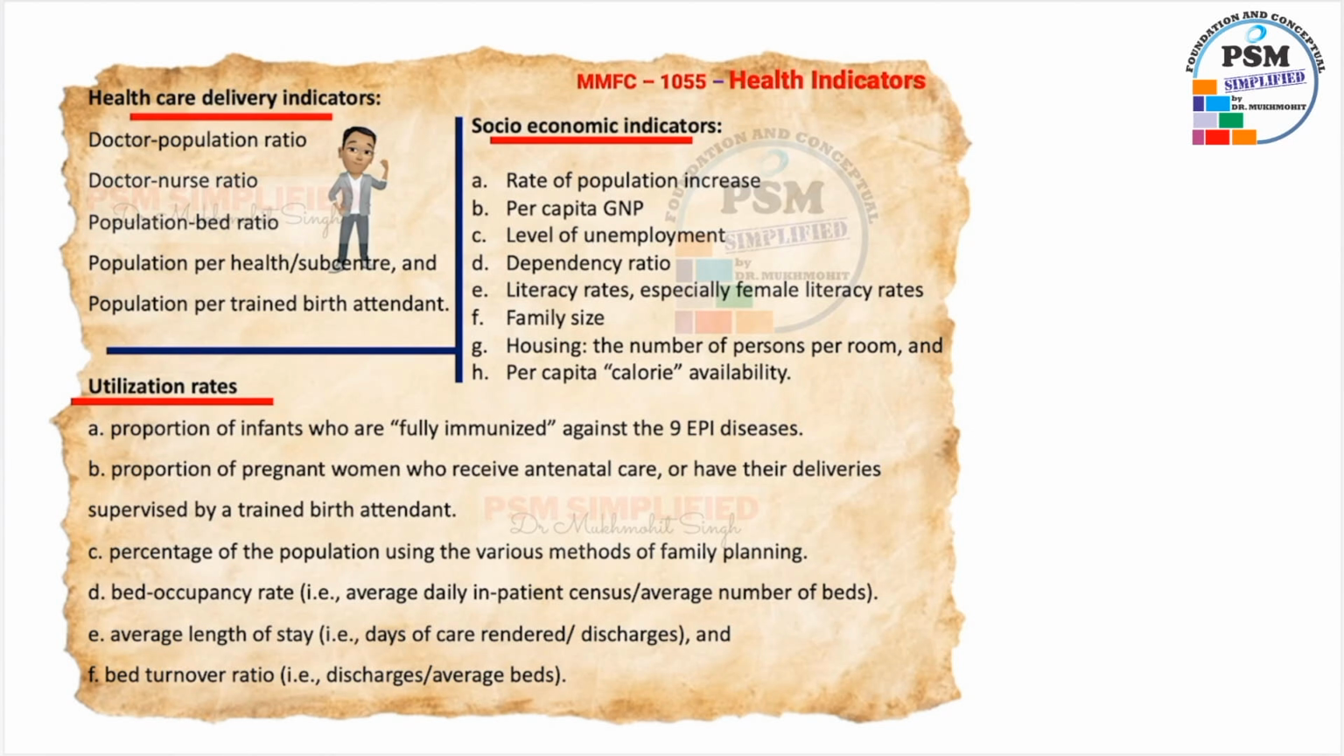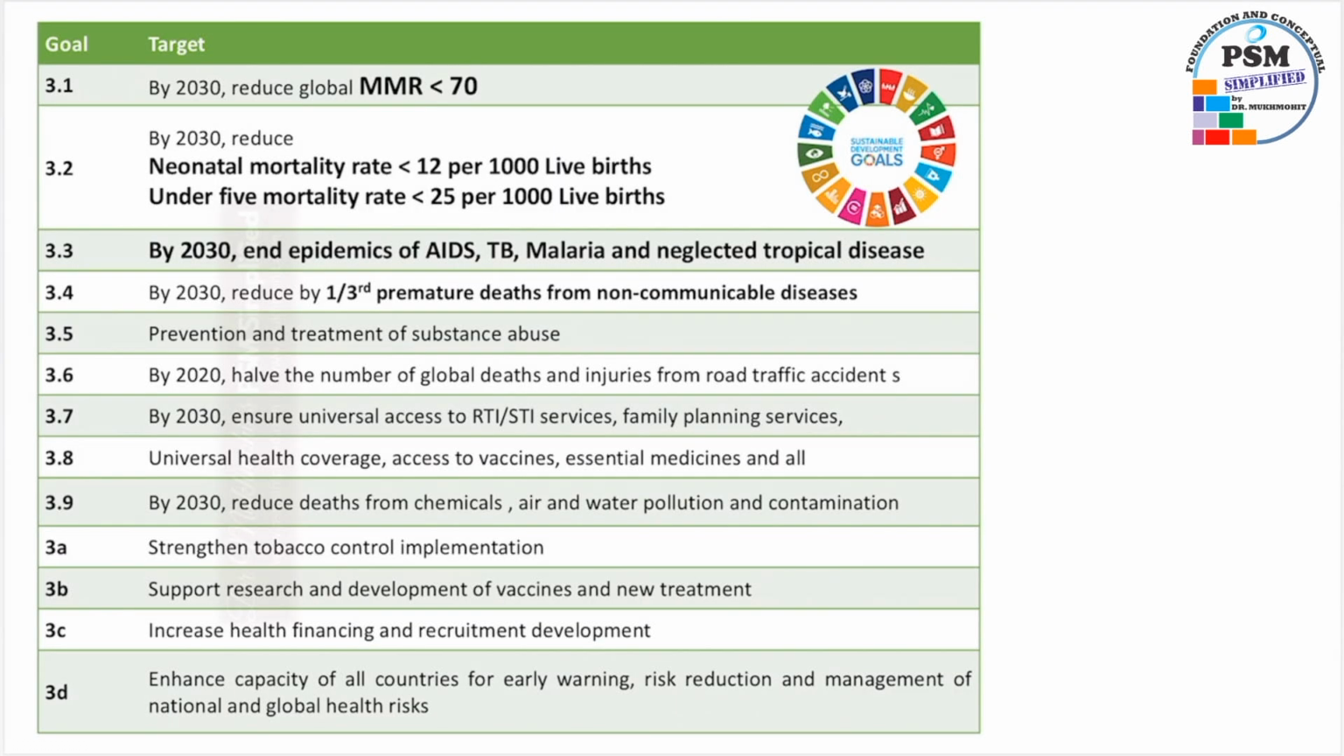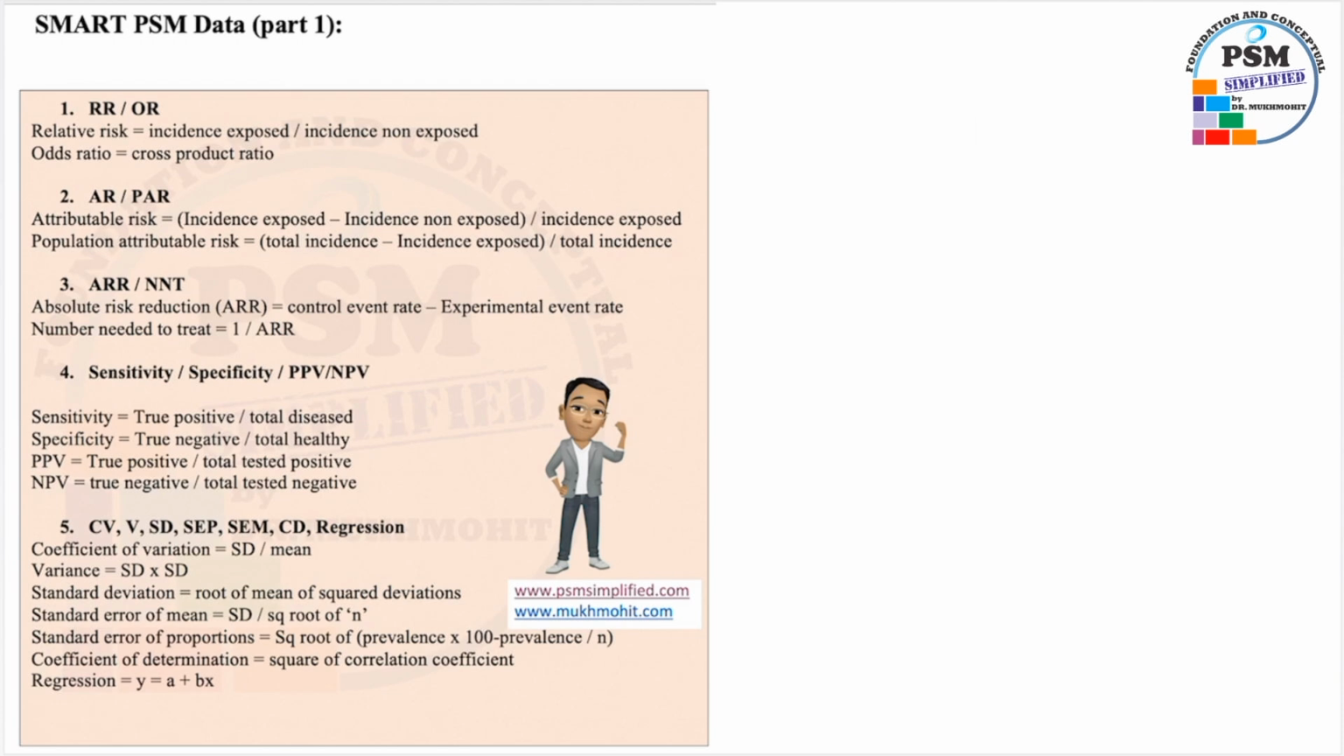Many times the examiner may also ask you about the health indicators. Which of the following are health indicators? Please remember, there are delivery indicators, utilization indicators, and the socioeconomic health indicators. Coming to the next topic, sustainable development goals. These are the goals you need to remember, very important for your exam. MMR to be less than 70. Neonatal mortality less than 12. Under 5 mortality less than 25.